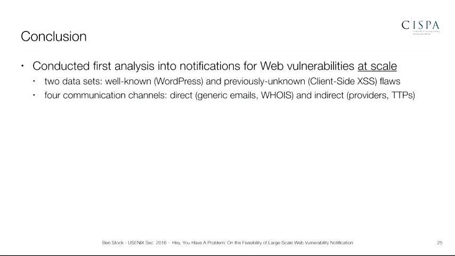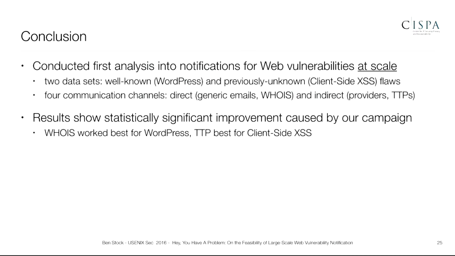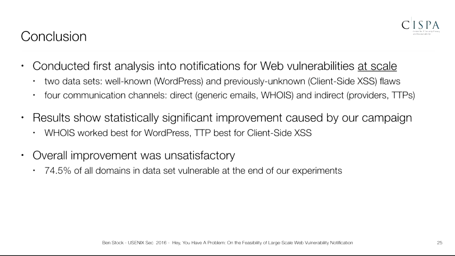All right, with this, I'd like to conclude my talk. So we conducted the first analysis of the notifications for web vulnerabilities at scale using two data sets. That is, on the one hand, well-known WordPress flaws, as well as previously unknown client-side cross-site scripting issues. We checked out different communication channels, both direct and indirect, and we found that although the results show a statistically significant improvement that was caused by our campaign, and that WHOIS worked best for WordPress and the trusted third parties work best for client-side cross-site scripting, the overall improvement was very much unsatisfactory.